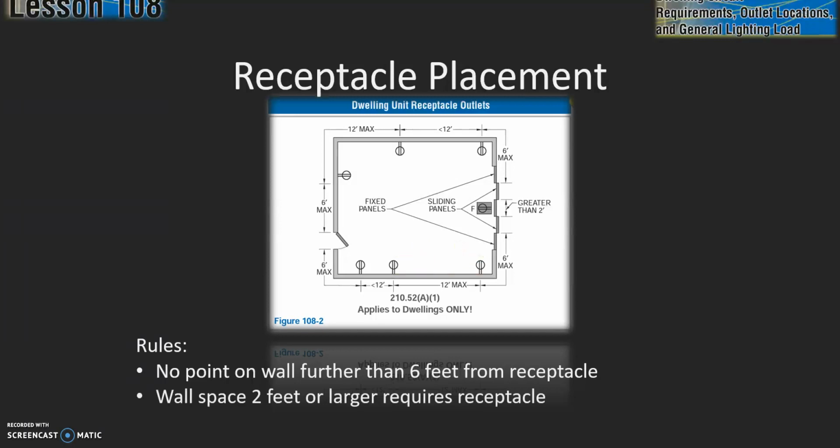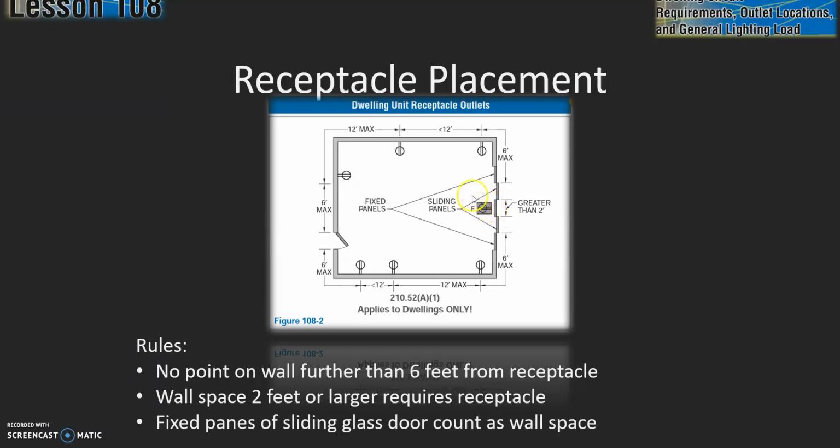The next one I want to hit: any wall space 2 foot or greater requires a receptacle. In this case, this is a sliding door here, and this is a center partition between the two. That wall space is 2 feet or greater, so I need a receptacle in this wall space. Were this 23 inches or less, I would not need that receptacle there. Any wall space 24 inches or greater, I need a receptacle.